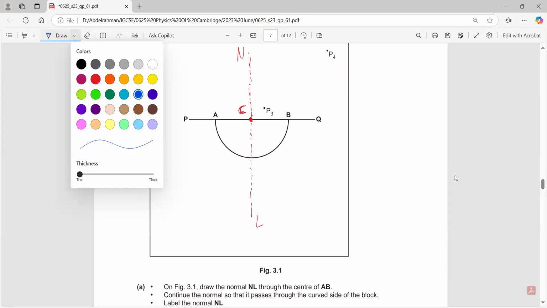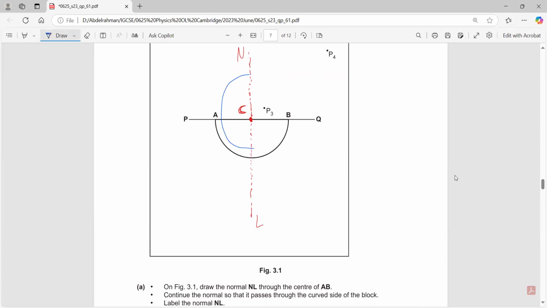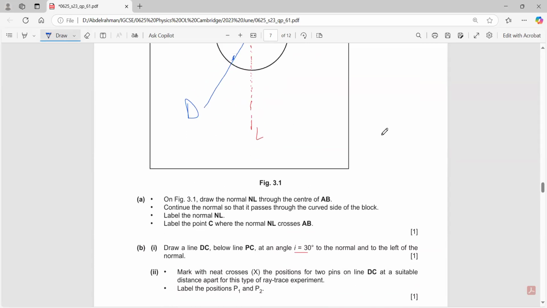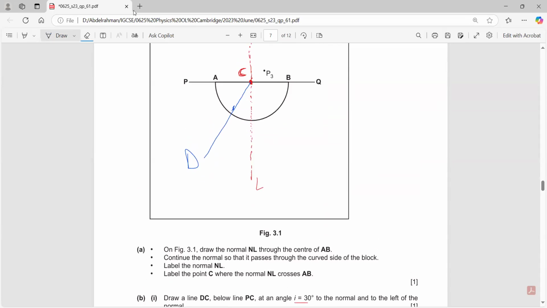For example, you need to position the protractor this way. This is your protractor. Measure an angle of 30 degrees. 30 degrees would be around here. So when you draw the line, this is line DC at an angle of 30 degrees. You probably need to have a longer line. This line should be a bit longer.